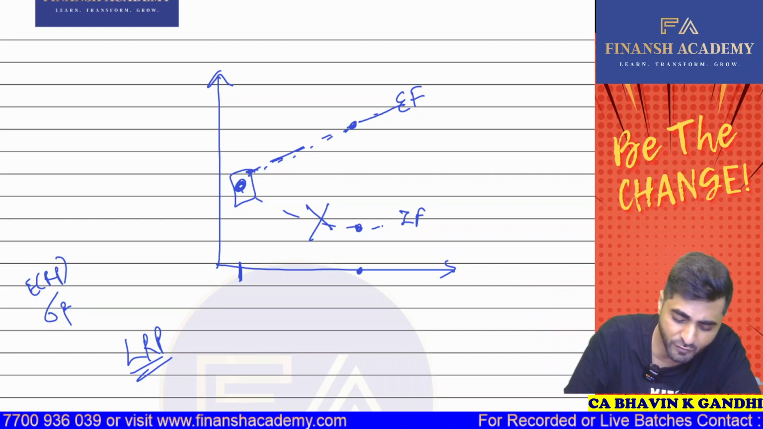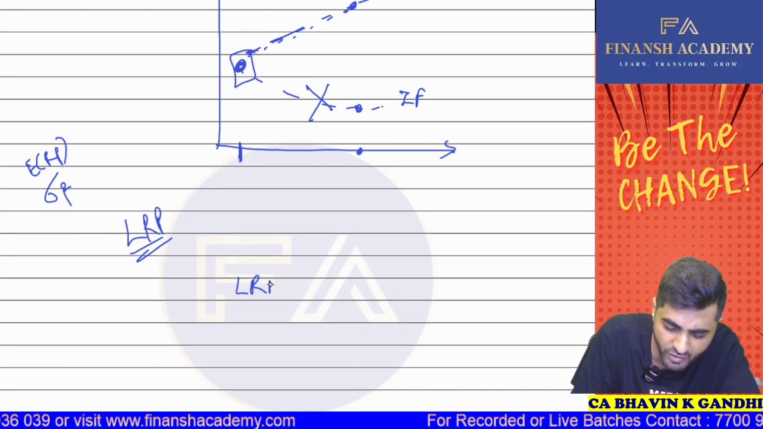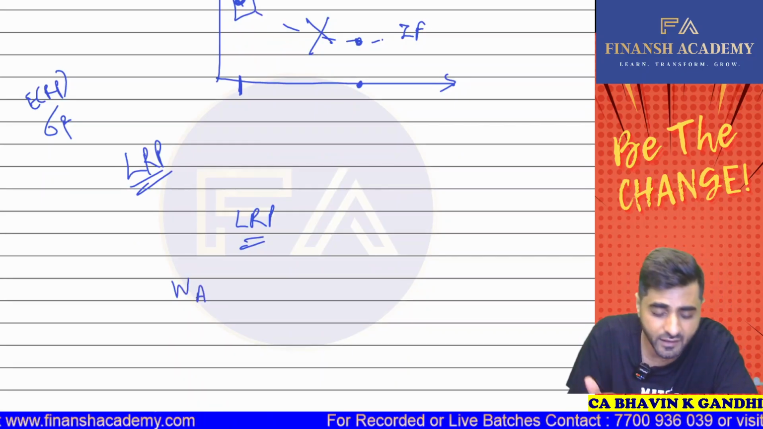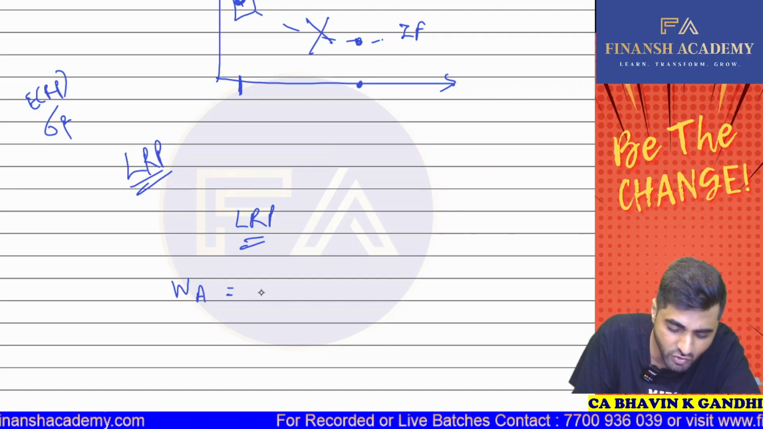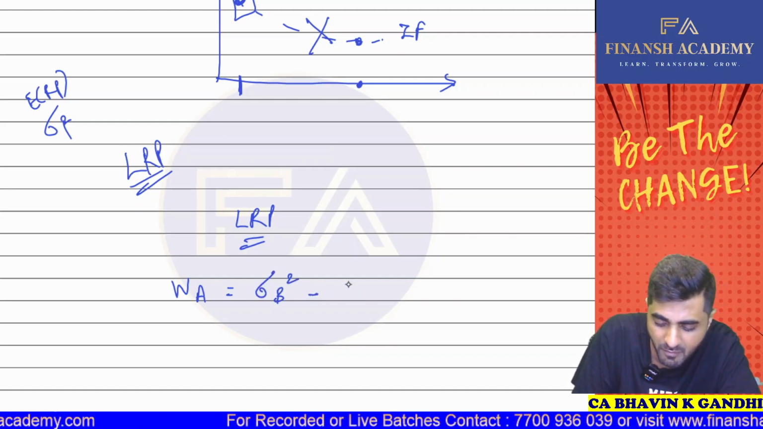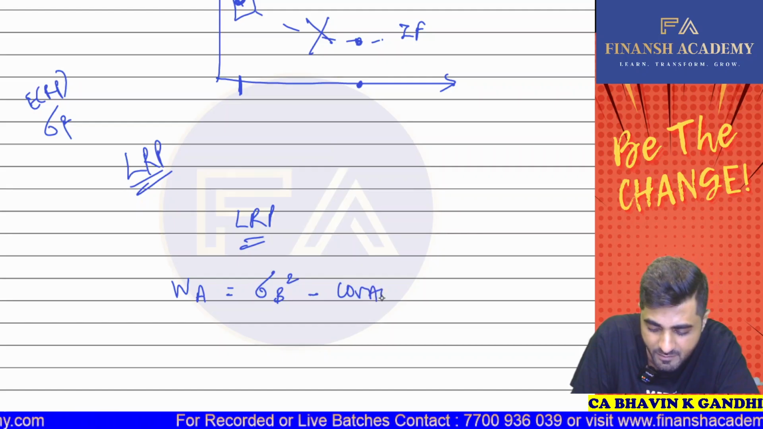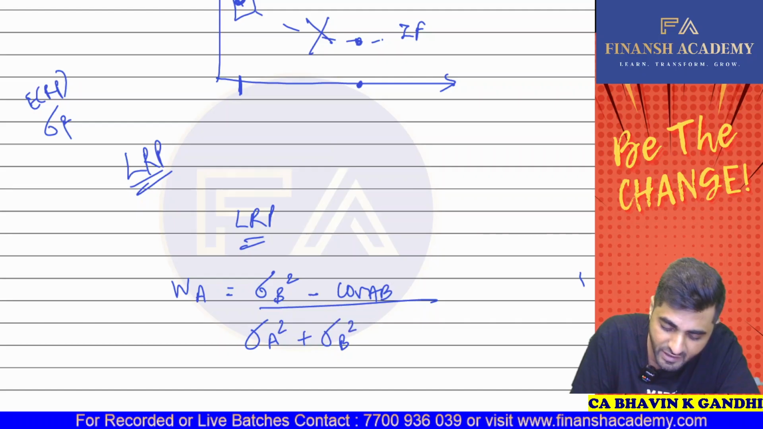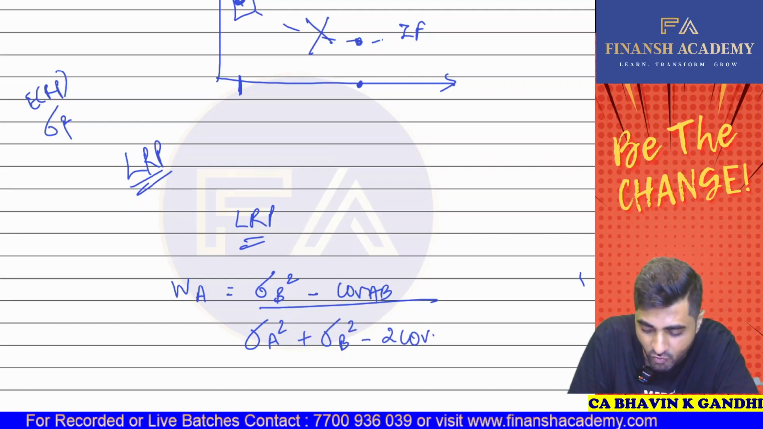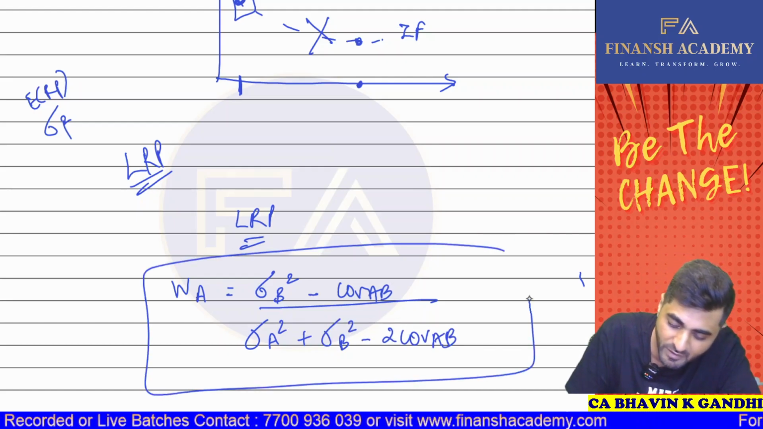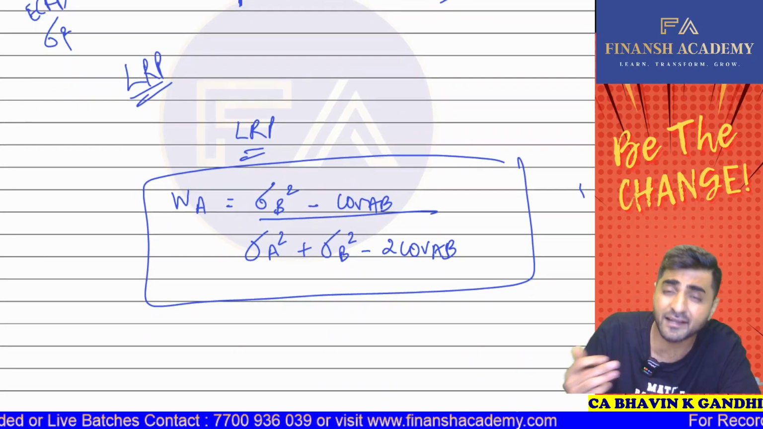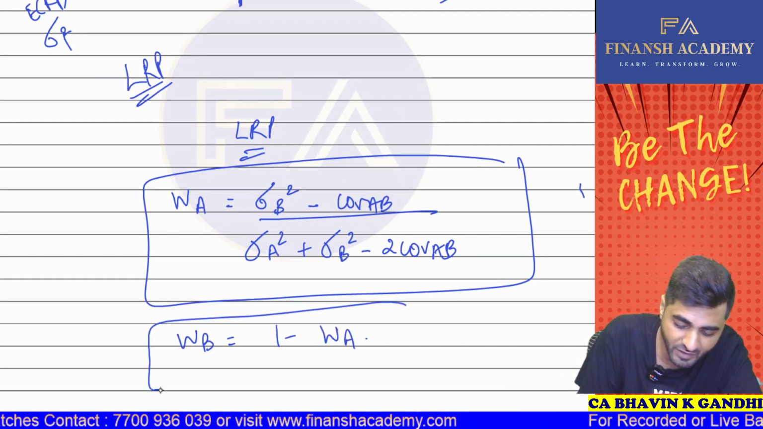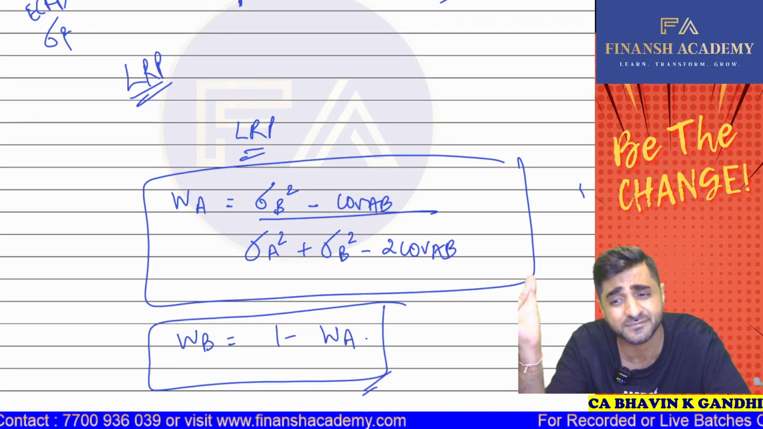Now this least risk portfolio, my dear students, here if you want to calculate the weight of your security A, then we take the variance of B minus the covariance AB, and we divide this by the variance of A plus the variance of B minus 2 times the covariance AB. So this is the formula to calculate the weight of A, and if you want to calculate the weight of B, then that is 1 minus the weight of A. Will that give you the weight of B? Yes or no? Yes, sir.